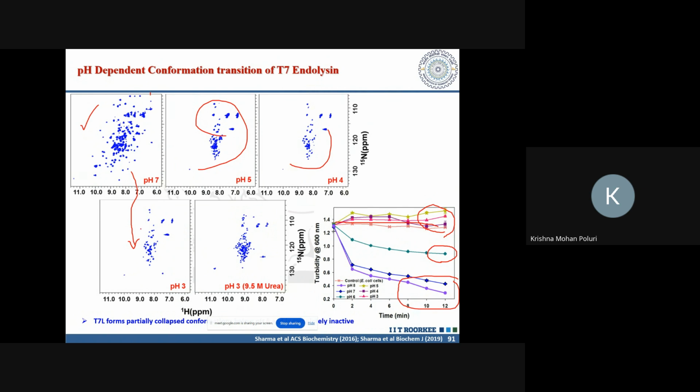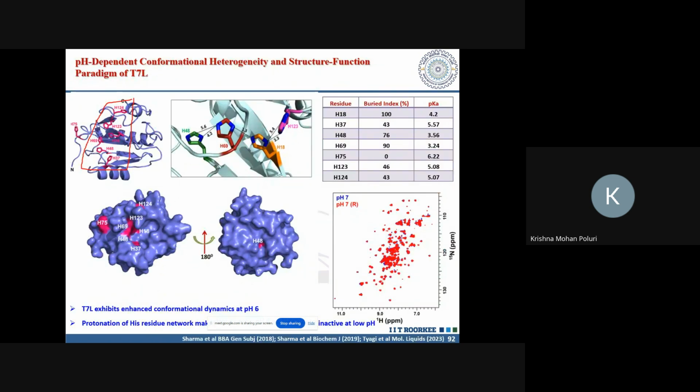Now the question is, if histidines are the real reason, then when you go back from pH 3 to 7, they should deprotonate and give the same spectrum. Of course, you see at pH 7 when it goes to the reverse pH, essentially they come back. So it is the protonation and deprotonation of these residues which is generating such chaos.